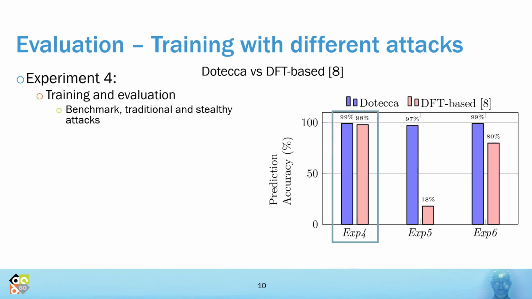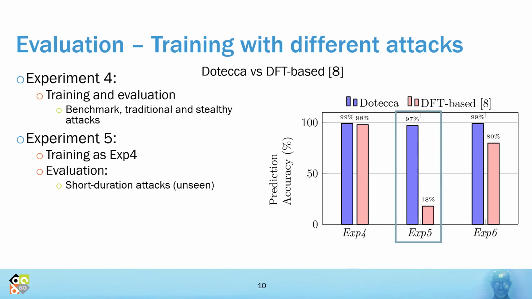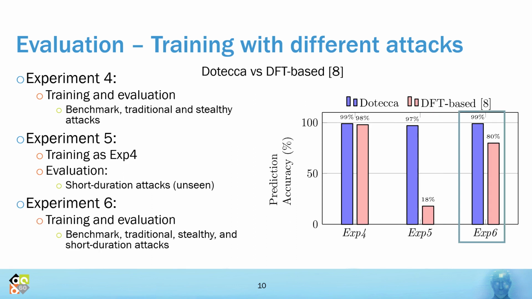In experiment 4, we train and evaluate with traditional and stealthy attacks, as well as benchmark traces. Here, both models perform very well. In experiment 5, we keep the same training dataset, while we evaluate against our new attack, which was not seen during training. Once again, we can see how Doteca keeps a very high accuracy, while the accuracy of the state-of-the-art solution massively drops. Finally, we expanded the state-of-the-art model by including traces from our new obfuscated attack in the training.